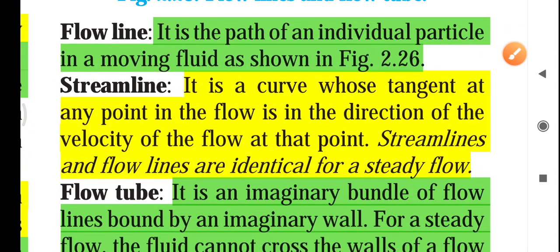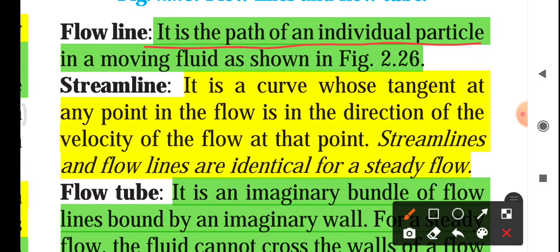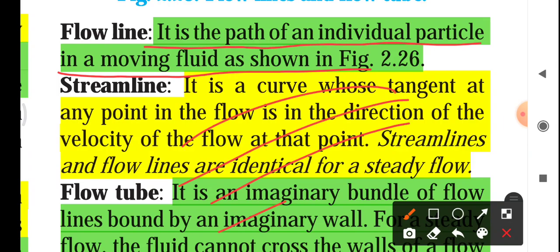So let us discuss. It is the path of the individual particle in a moving fluid as shown in the figure. It is the path of the individual fluid. The path of an individual fluid is what we call a flow line.